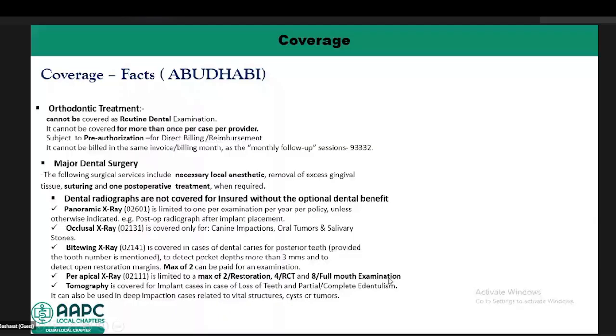Tomography is covered for implant cases. So tomography is only limited to orthodontic or prosthodontic.